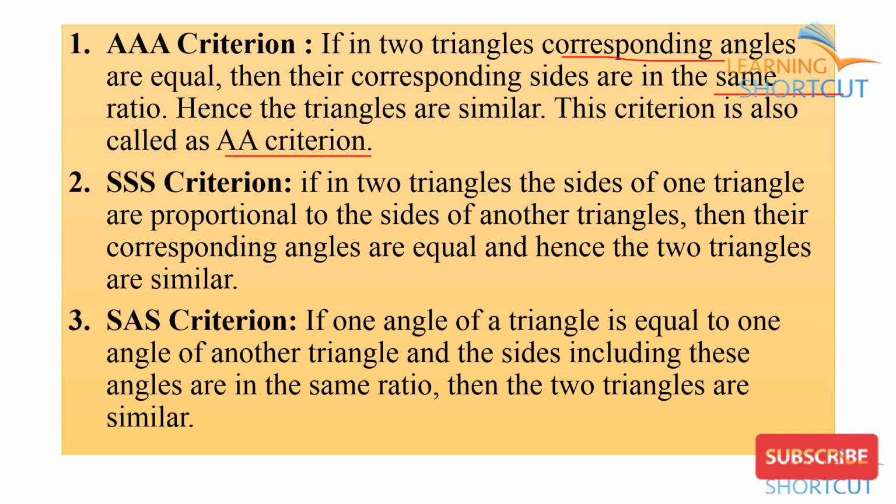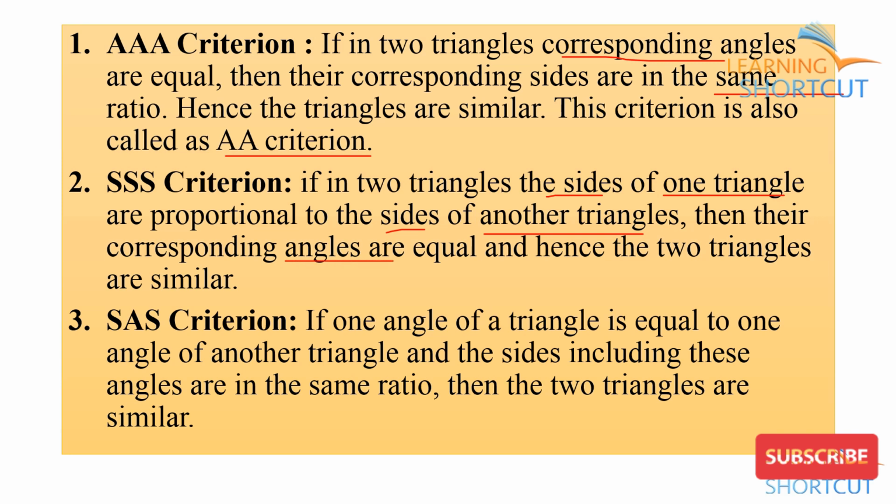Okay, SSS criterion. If in two triangles, the sides of one triangle are proportional to the sides of another triangle, then their corresponding angles are equal, and hence the two triangles are similar. So if the sides of one triangle are in the same ratio as the sides of the other, then their corresponding angles are equal.